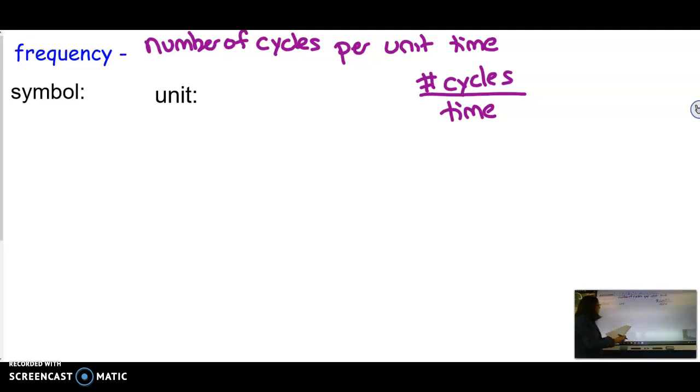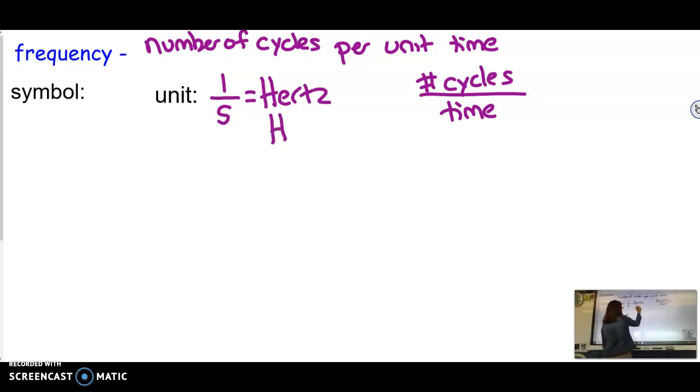So to think about the unit for that, well, cycles doesn't have a unit, it's just a number. So it would be 1 over, and time is measured in seconds. So we would have seconds in the denominator. But we don't want to have to keep saying 1 over second. You know, it's 5 1 over seconds. That's kind of an awkward thing to say. So we do have a special name for this. You've probably heard it before. It's called a hertz. So the unit for frequency is a hertz. And the symbol we use for that, so we don't have to write it out, is Hz. So capital H, lowercase z.